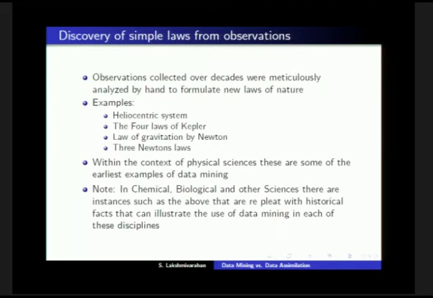Observations were collected over the decades and meticulously analyzed by hand to formulate the laws of nature. Examples: the heliocentric system, the three laws of Kepler, the law of gravitation, and Newton's three laws. Within the context of physical sciences, these are some of the earliest examples of data mining. Note that in chemical, biological, and other sciences, there are instances such as the above, replete with historical facts that can illustrate the role that data mining has played in the development of science and all its branches.